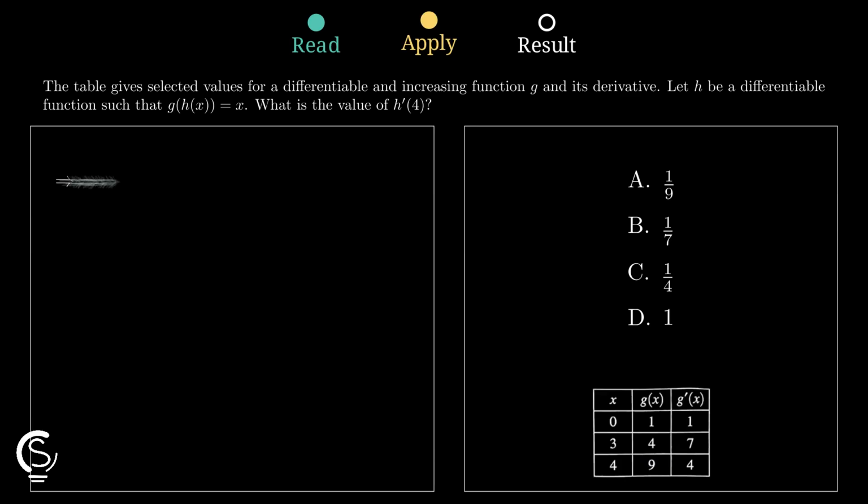Next, we find the value of h of 4 by looking at our table for where g of x equals 4. We see that g of 1 equals 4 here.